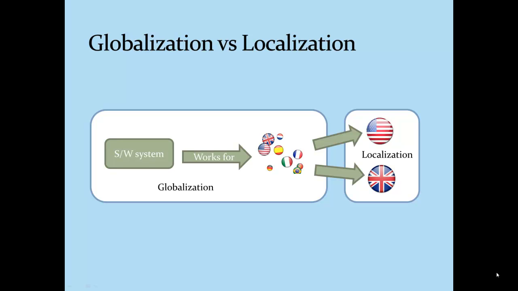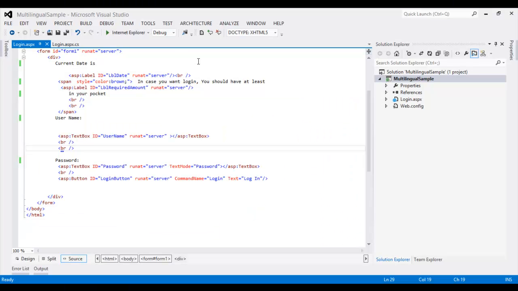Now, customization may involve some inputs to the system. Inputs like we should tell the system how we say the word hello in Spanish, that is hola, and so on. So this is all about globalization and localization. Now let's look at the small application I have created.